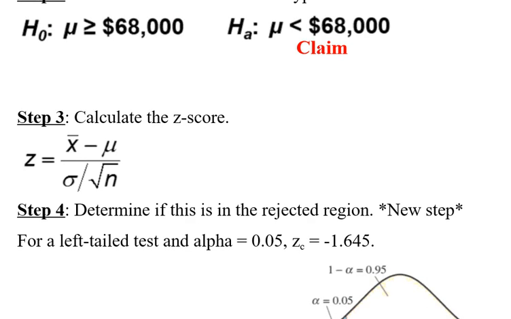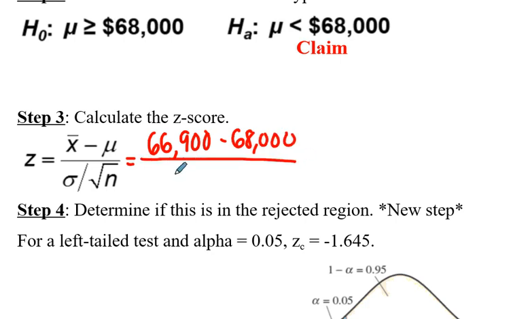So step 3, we need to find the z-score so we can compare it to that critical z-score. So the z-score for our situation, the sample average was 66,900. The company's claim, well, I guess it is the competitor, was 68,000. That's the population mean, 68,000.